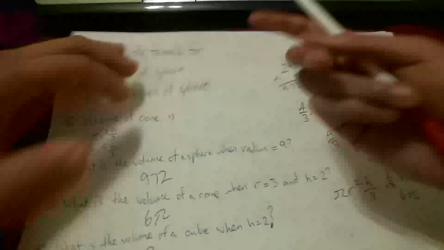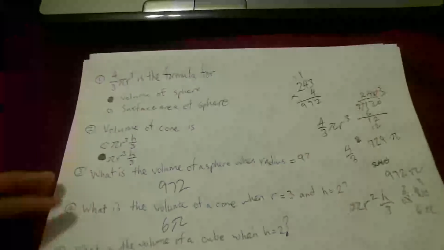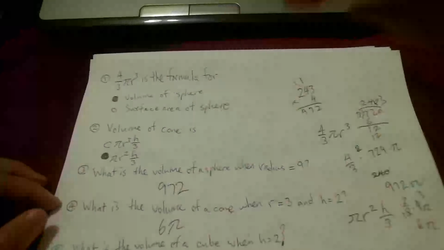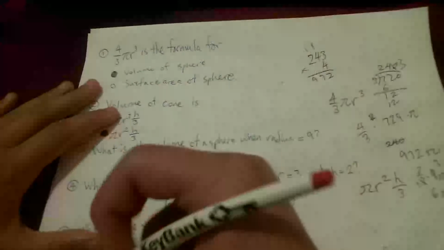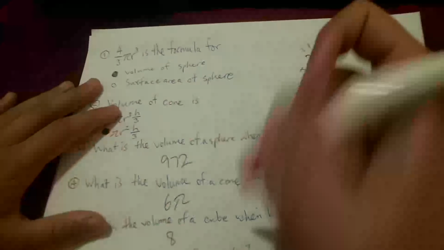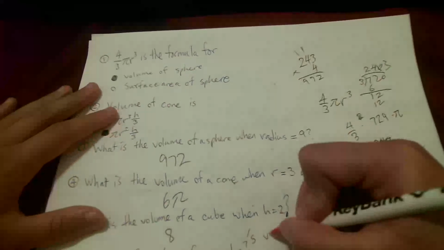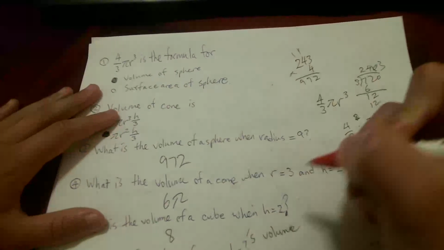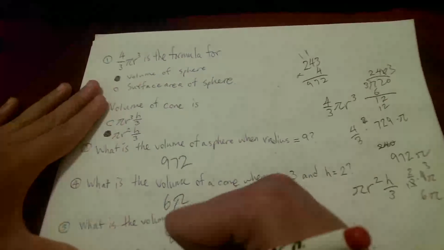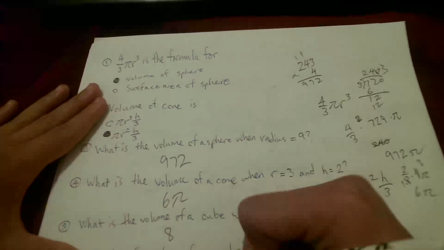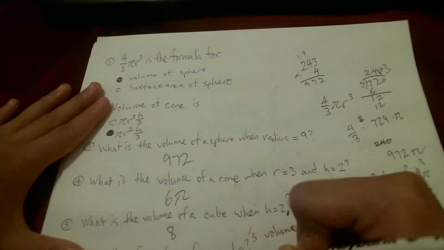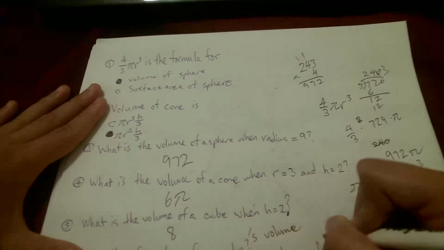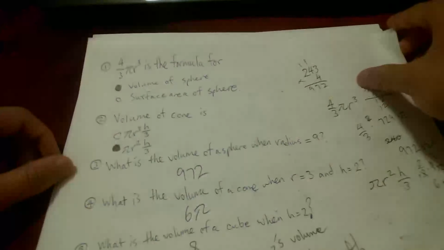Alright, so let's do the last one, which is, what is the formula of a cube? Well, since we did this before, we should know that the formula for the volume of a cube would be height times width times length. And then that would end our lesson for today.